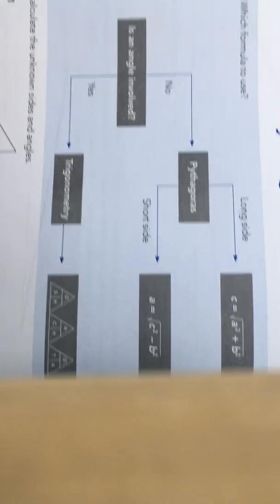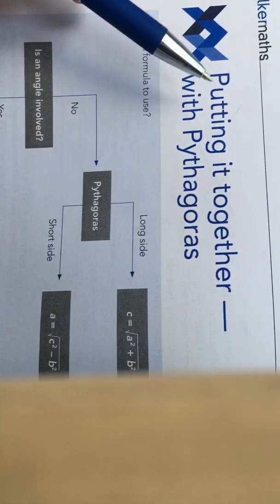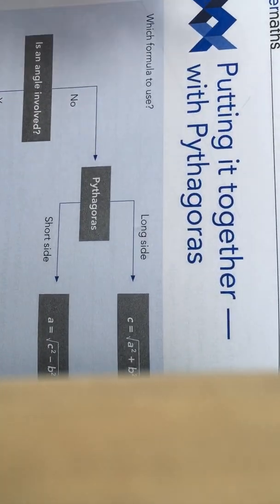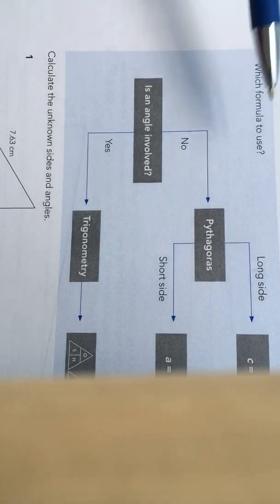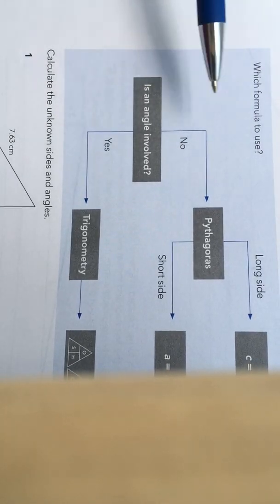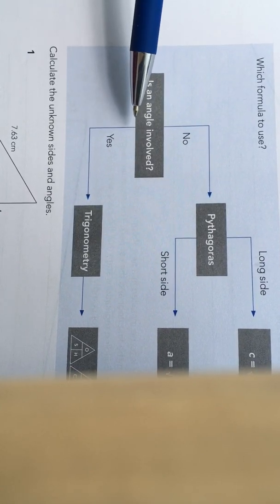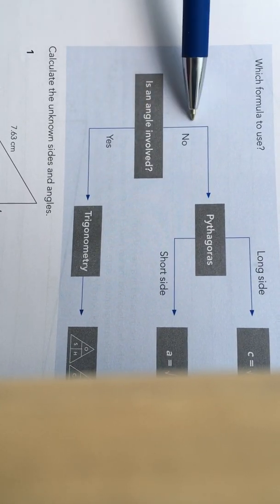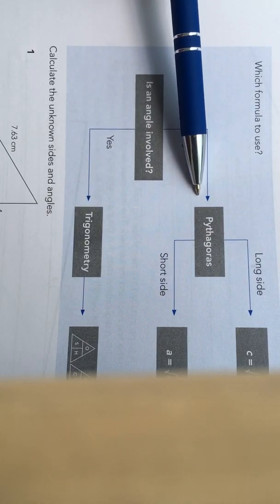Okay, final thing we're going to look at today is page 44. So this is now putting it together, merging it with Pythagoras. There's a nice flow diagram here to help us work out what we have to use. So if there are no angles involved whatsoever, i.e. you can't work out any of the angles, apart from that you know that it's a right angle, we're going to be using Pythagoras.